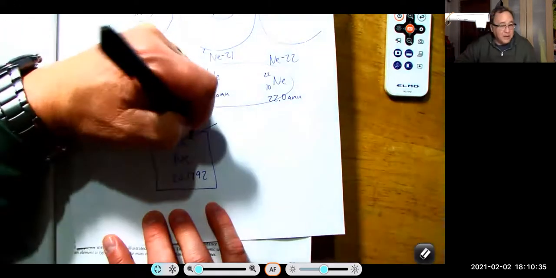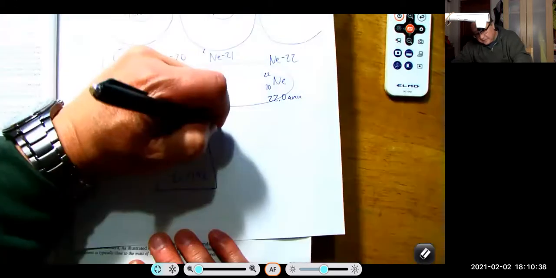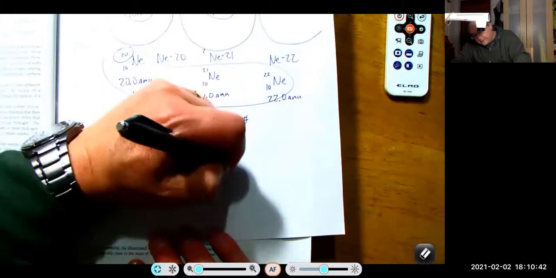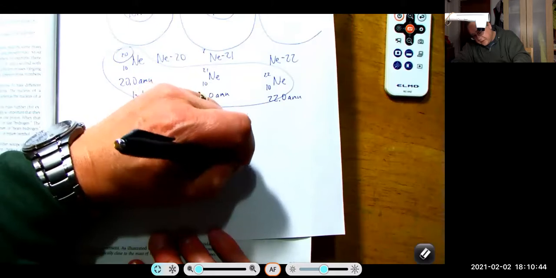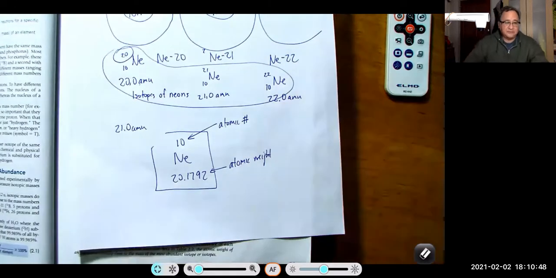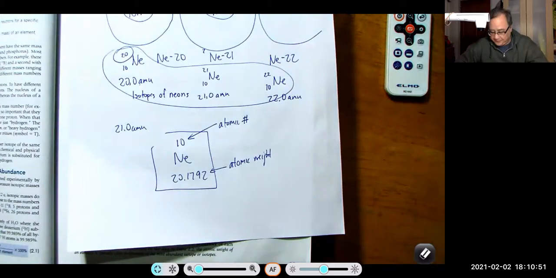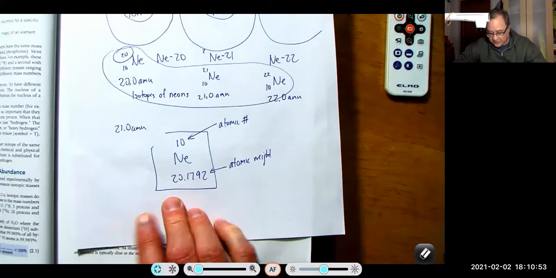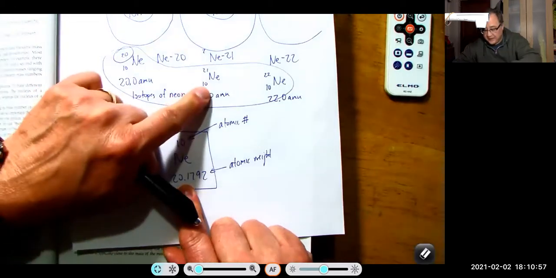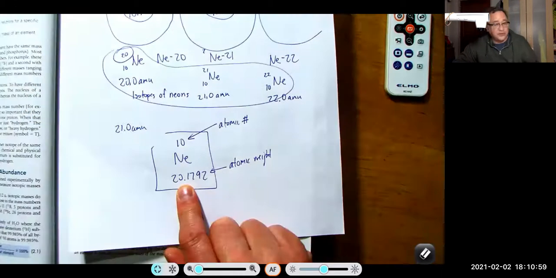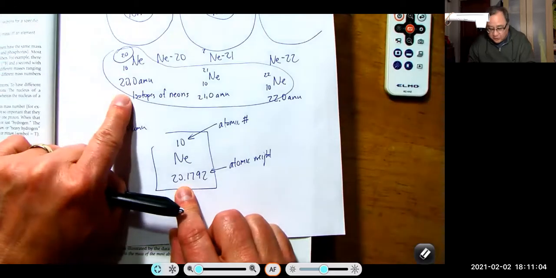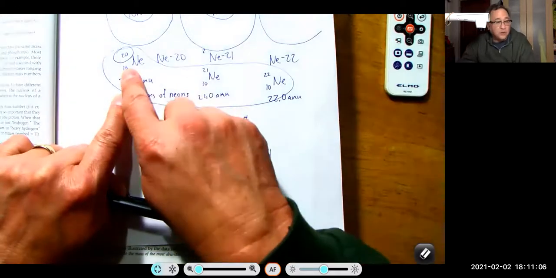So that number at top is the atomic number. And this is called the atomic weight, which is the mass of your average neon atom, which doesn't exist. Okay, so clearly this is more than a neon 20. It's less than a neon 21, and it's less than a neon 22. Because this value is so close to 20, that means there's probably a lot more 20s than there are 21s or 22s.